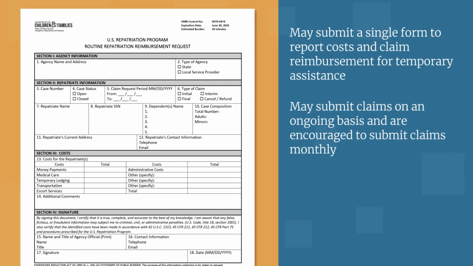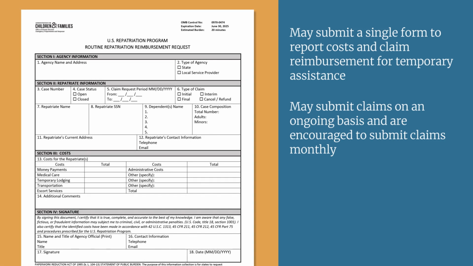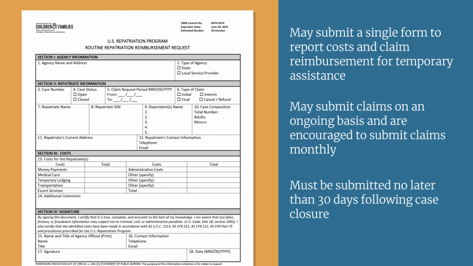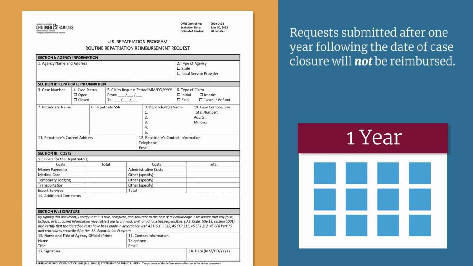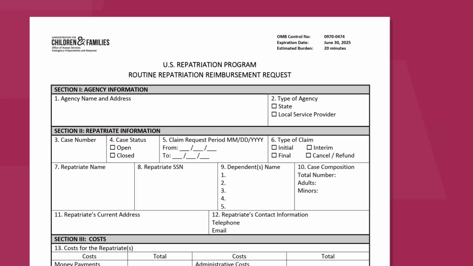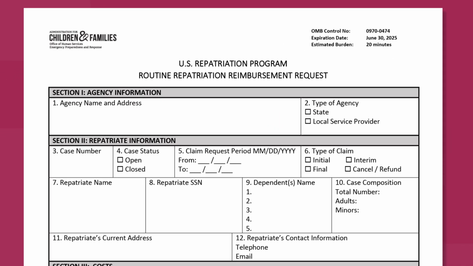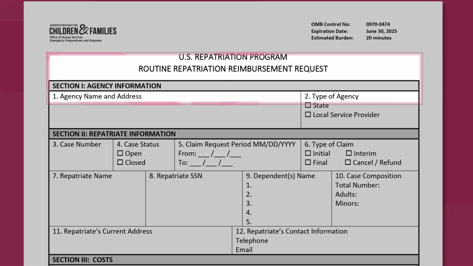States and local service providers may submit claims on an ongoing basis and are encouraged to submit claims monthly. Requests for reimbursement must be submitted no later than 30 days following case closure. Requests submitted after 1 year following the date of case closure will not be reimbursed. There are 4 sections in the form to complete. Let's go over each section.